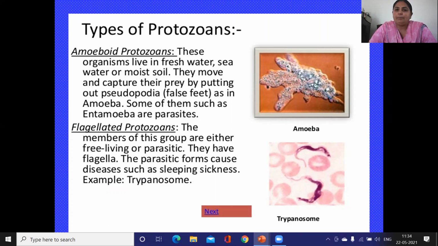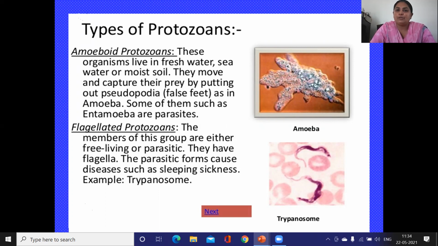Another are flagellated protozoans. As I have already explained to you, if they are flagellated protozoans, this means their locomotory organs are flagella. This type of protozoans may be found free living or parasitic, and they have flagella as their locomotory organs. And a common example of these flagellated protozoans is Trypanosoma. This Trypanosoma causes a disease which is known as African sleeping sickness.